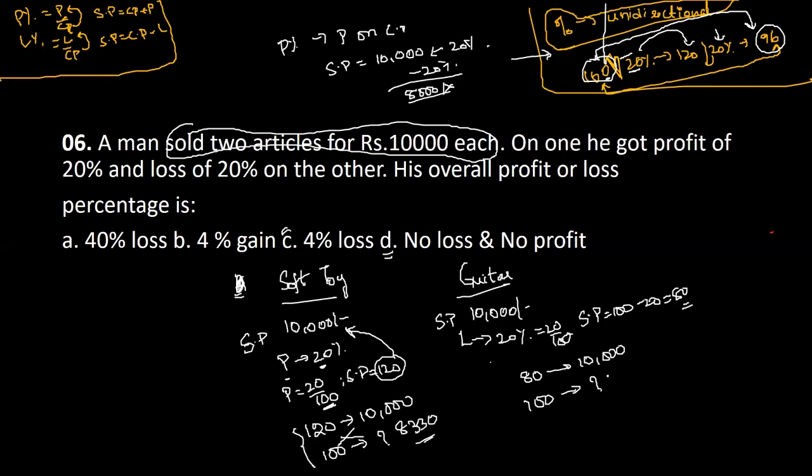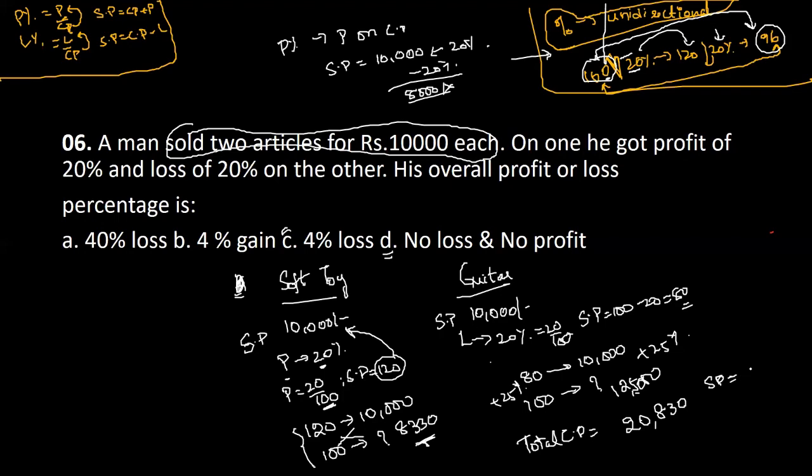Fine. So similarly, in this case, what will happen? 80 is 10,000, so how much will 100 be? So this is plus 25%. I'll also add plus 25% to this one. Now this one will be 12,500. So now overall, if you see 8,330 and 12,500, what will be the total cost price? The total cost price is 20,830 or something. Yes, this is the total cost price.